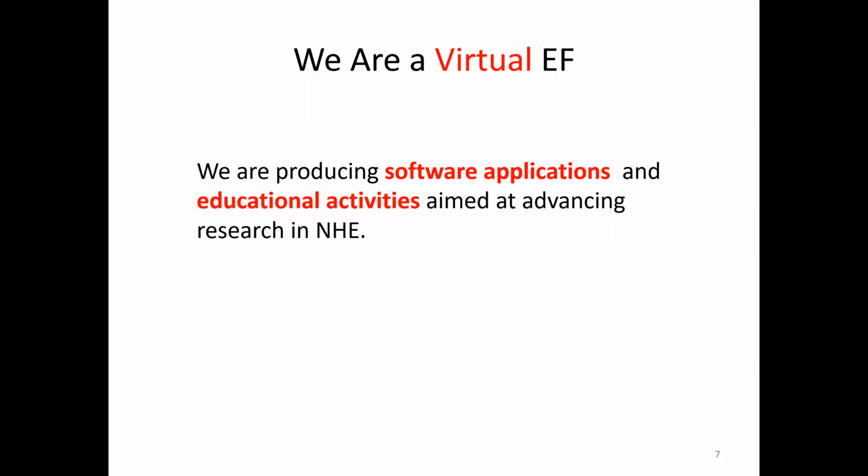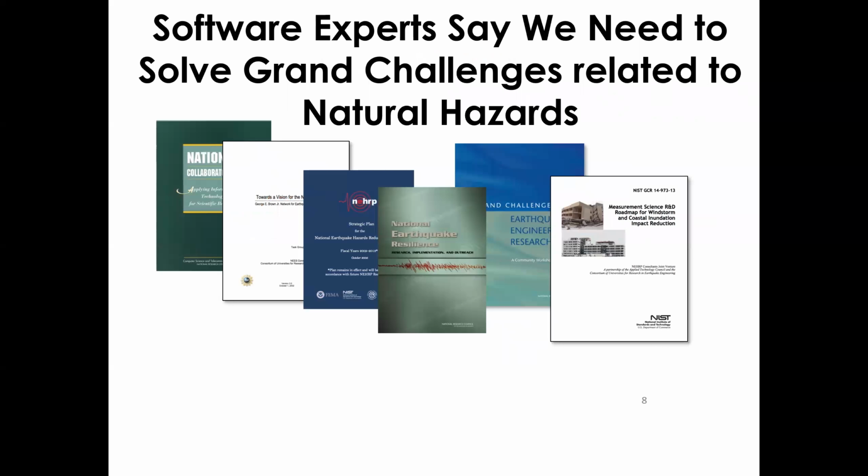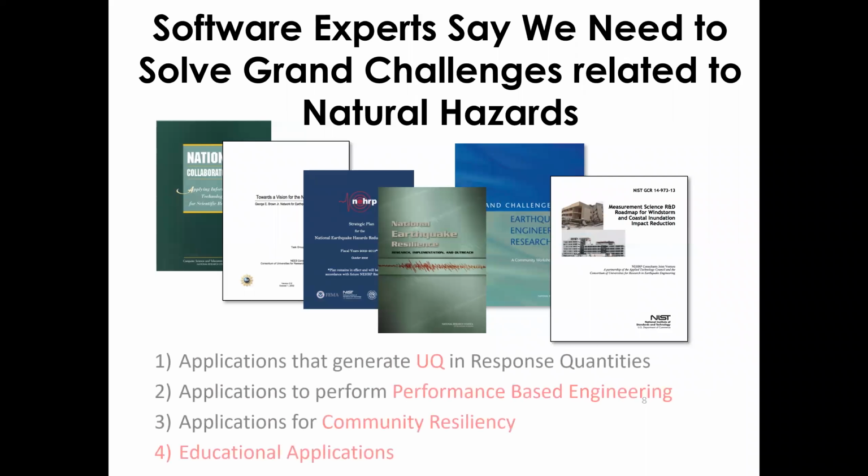What we are doing is producing software applications and providing educational activities, aimed at advancing research in natural hazards engineering. So what are the applications that we're developing? Over 1,000 professors got together and looked at all the different grand challenges and natural hazards, and they all came to similar conclusions in all these different reports. Basically, the applications we develop have to change from being deterministic to applications that produce uncertainty quantification in the output response. They also want applications that perform performance-based engineering, not just for earthquake, but also for wind and water events. And also applications that deal with the big picture, community resiliency.